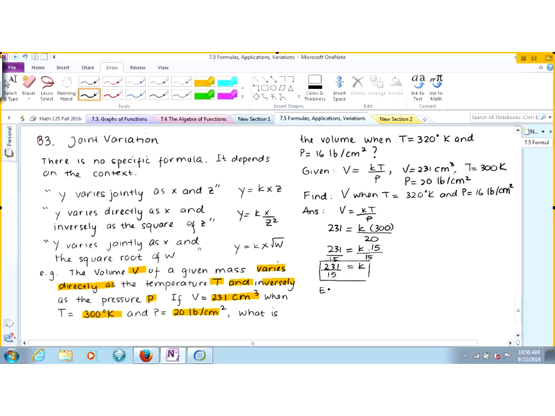We have to write the equation. What's my equation? V is equal to 231p divided by 15p. So this is fine. This is 231 over 15. Or you can write 231p and the 15 goes with the p because they're both denominators. So this is my equation. Alright, almost done. Then we substitute.